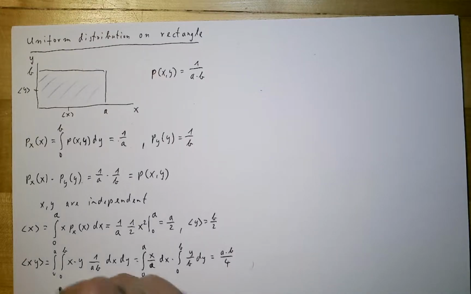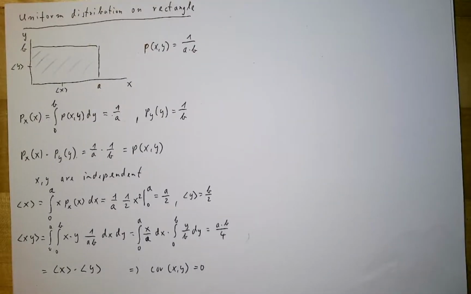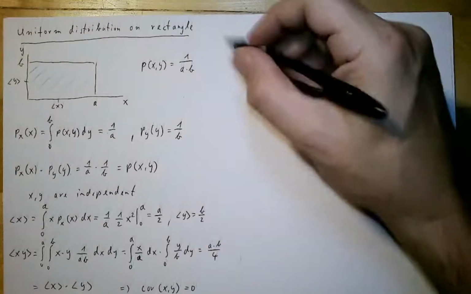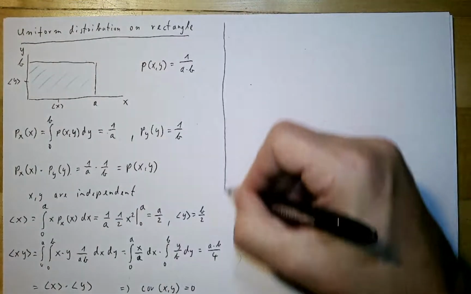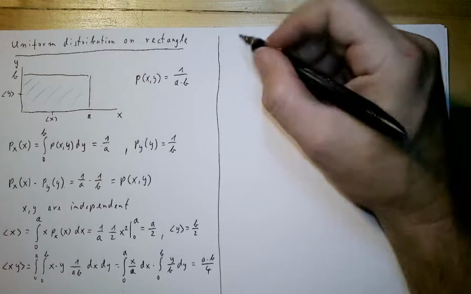And you see this is the same as the expectation value of x times the expectation value of y, and so we see the covariance of x and y equals 0, which, of course, it should be because we have independent random numbers. So the expectation of x times y equals the product of the expectations, and the covariance is 0. Now take another example which looks very similar but is slightly different. Take a uniform distribution.